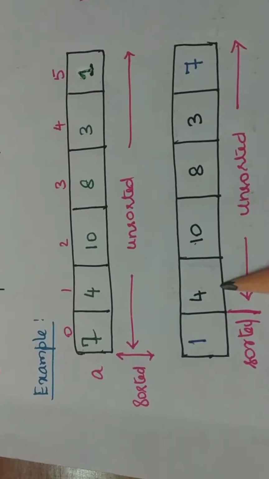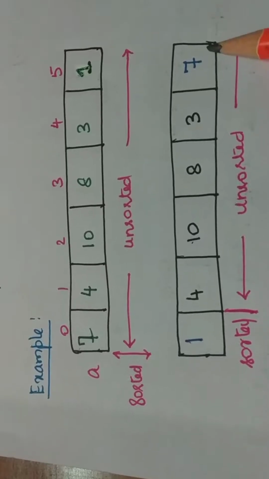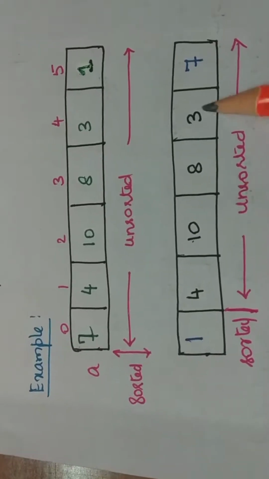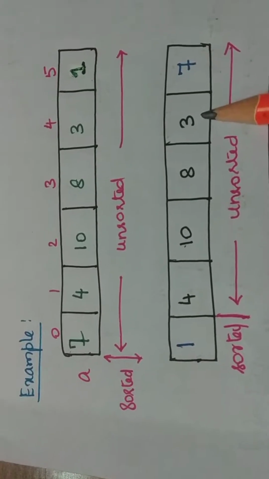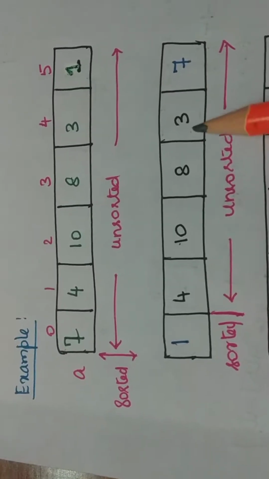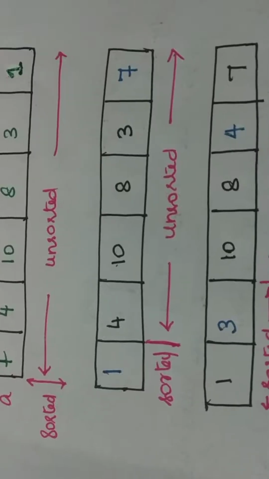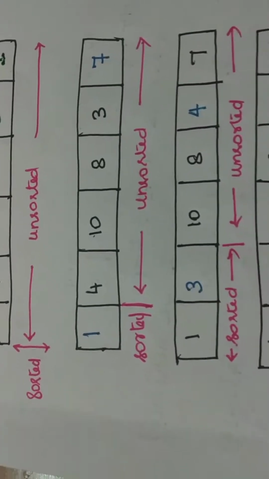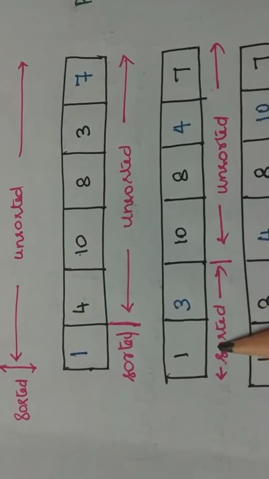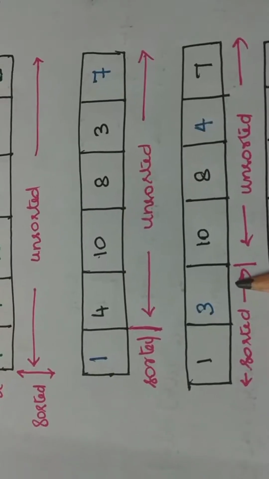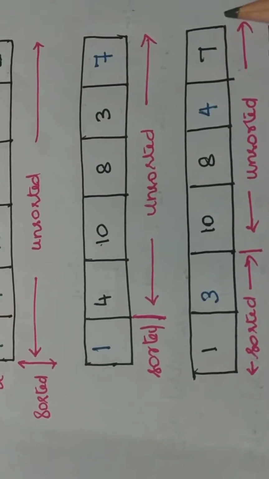Now the starting element is 4. From this unsorted array, which one is minimum? 3 is minimum, so we will swap 4 and 3. Now we have two elements in the sorted list and the remaining elements are in the unsorted part.